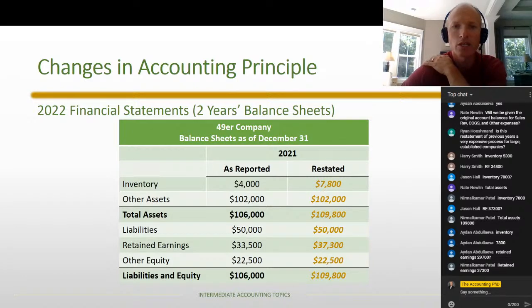I will say this is probably about as simple as it gets. I know that might be one of those moments where you're like, that was not easy. I get that, but there are definitely more complex accounting principle changes that you might have to deal with. This is pretty much as simple as it can get.